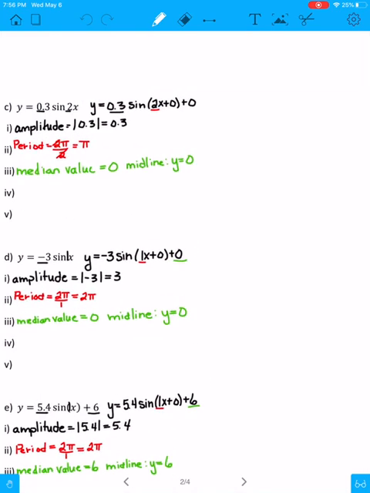Page 2. So we can draw our midline. It's at y equals 0. And then we're going to go up 0.3 and we're going to go down 0.3. So if we go from 0 and we add 0.3, we get 0.3, which is our max. And if we go 0 and we subtract 0.3, we get -0.3, which would be our min.